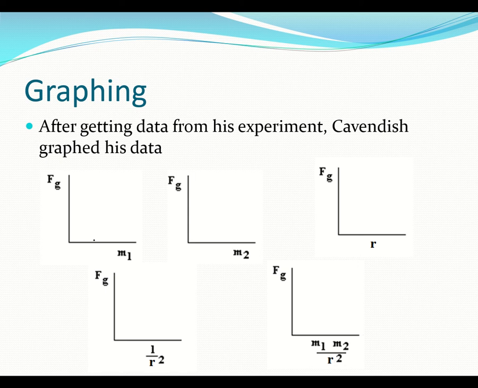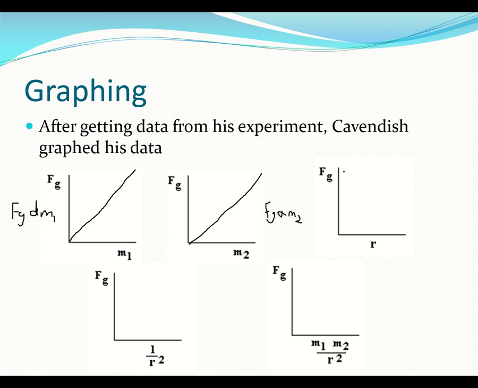And when he graphed Fg versus m, he got a nice straight line graph. And what that tells us is that Fg is directly proportional to mass 1. And then he did the experiment with mass 2 and got the same results, and it told us that Fg is directly proportional to mass 2.